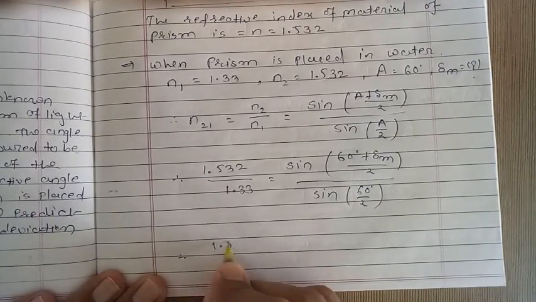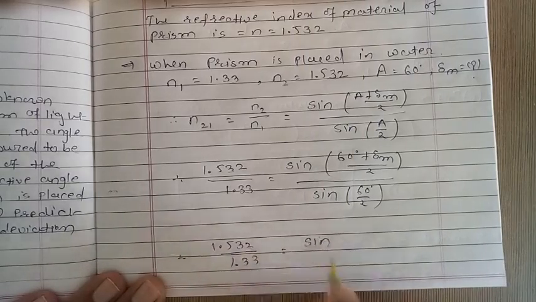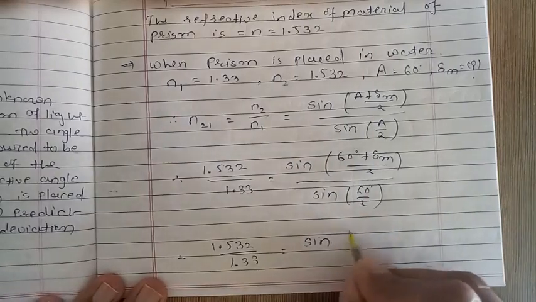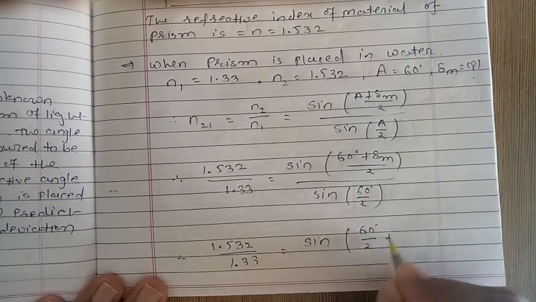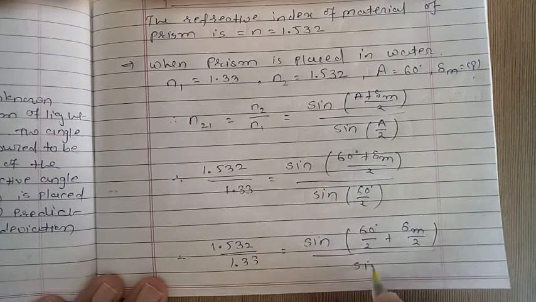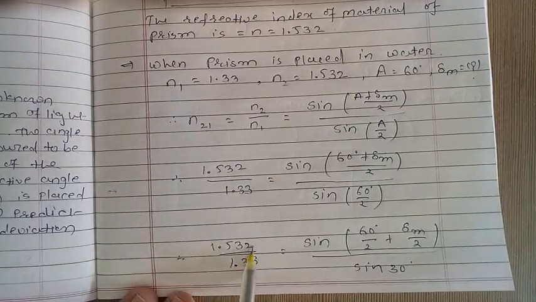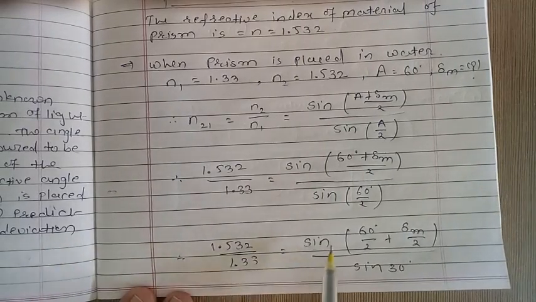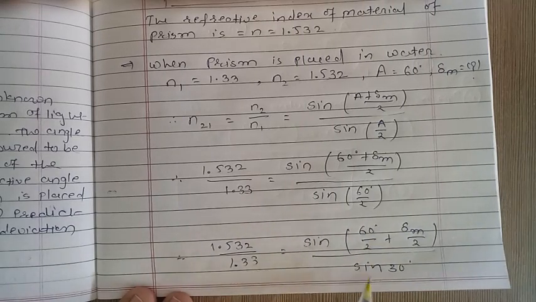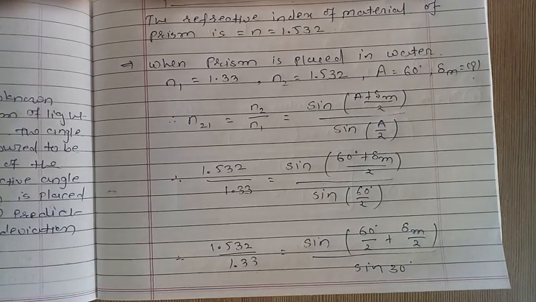So 1.532 upon 1.33 is equal to sin, here we divided 60 and del m by 2, right? So 60 degree by 2 plus del m by 2, and here sin 60 by 2 is sin 30. So we can write that 1.532 upon 1.33 is equal to sin of (60 by 2, so 30 plus del m by 2) upon the value of sin 30, which is 0.5, right? Because sin 30 is 1 by 2.